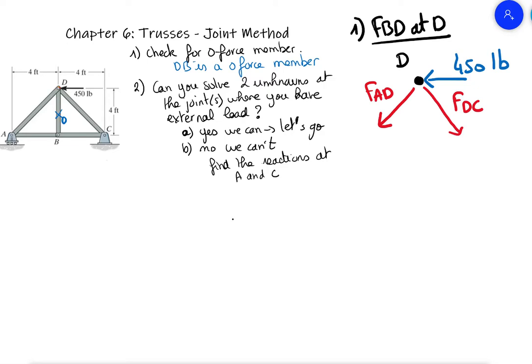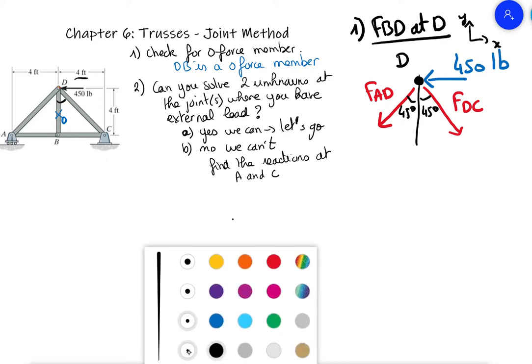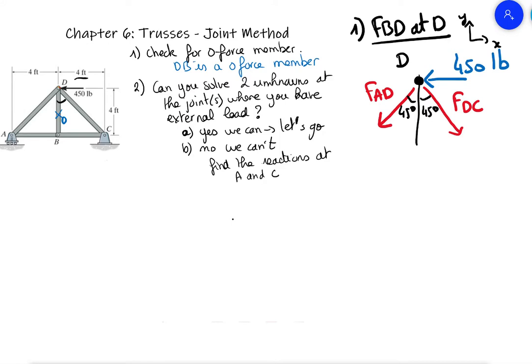We need some angle there, and you see it's 4 feet, so it's 45. So we have 45 degrees and 45 degrees, and we need some axes. So let's use X and Y. Now we can solve using this free body diagram. I try to be organized. Sum of the forces on X is equal to 0. We have a trouble there because there's 2 unknowns on X and 2 unknowns on Y. But no worries, we will be able to solve that.